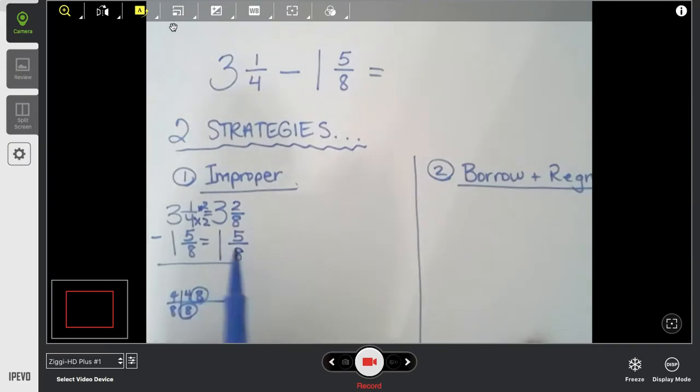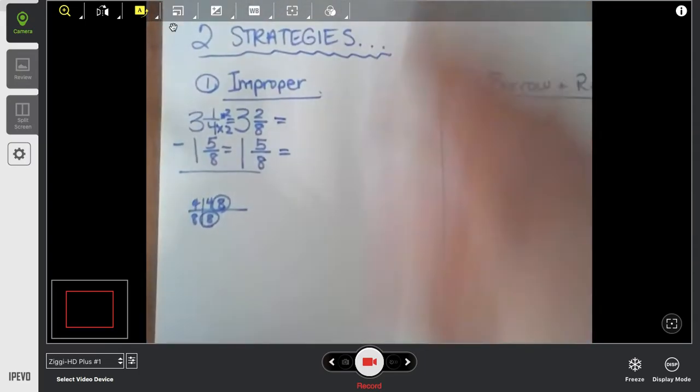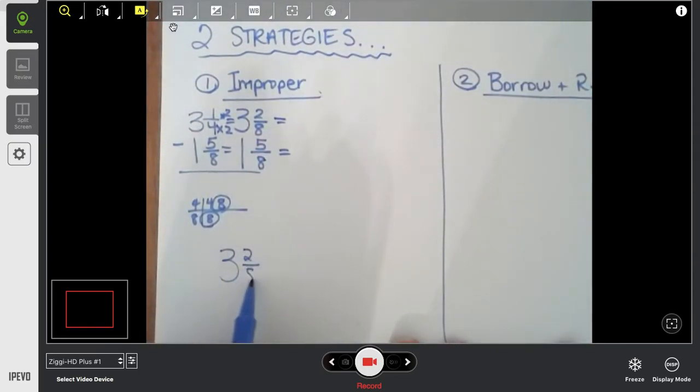Okay, so now I see 5/8 is bigger than 2/8, so I cannot do that subtraction problem. So in this strategy, the first one, we're going to make them improper. If you remember how to make a fraction improper, I'm going to slide this down so we can make it a little bigger. 3 and 2/8 as an improper fraction.